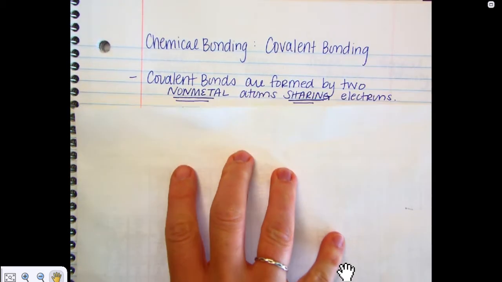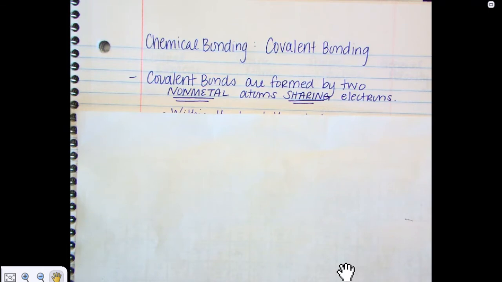So covalent bonding is the type of bond that is formed by two nonmetal atoms sharing electrons. So remember when we were talking about covalent nomenclature and we were using all of those prefixes, mono, di, tri, tetra, those were nonmetal compounds. And because we are using covalent nomenclature, we're also going to be using covalent bonds. So this is where they share electrons.